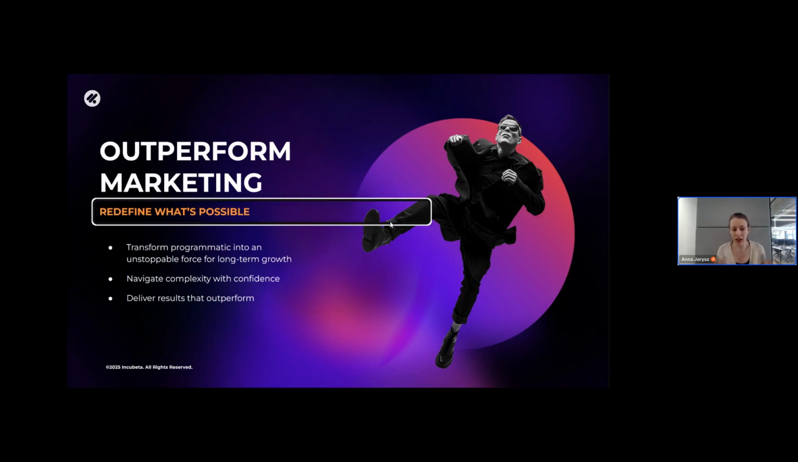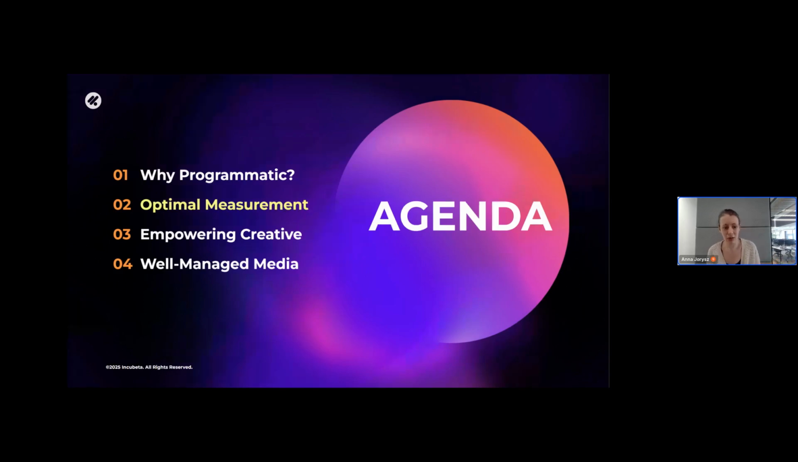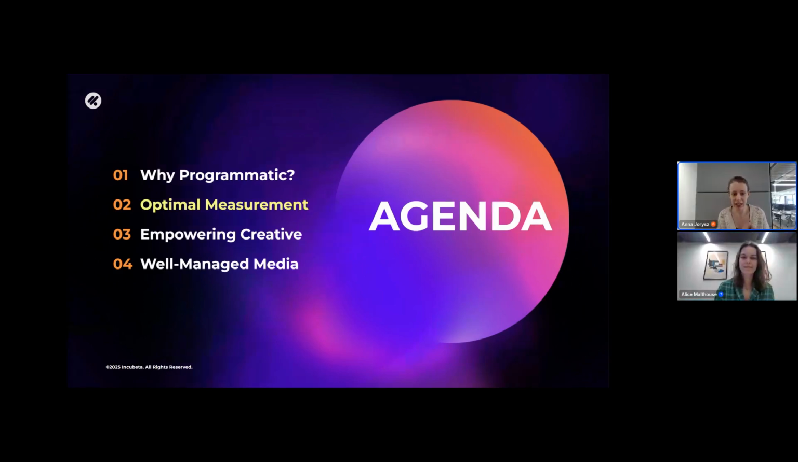So here's our agenda. As I said, we're going to talk through 3 sections. Firstly, measurement, secondly, creative, and thirdly, media. And at this point, I will hand over to Alice to talk through measurement.